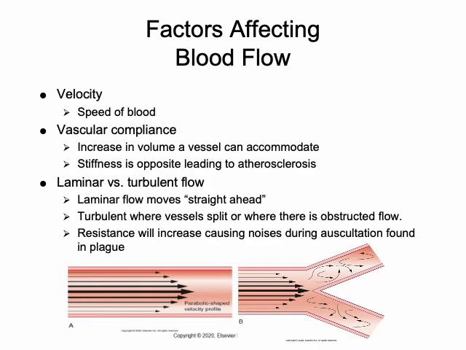The last three concepts we'll touch upon regarding factors affecting blood flow are velocity, vascular compliance, and laminar versus turbulent blood flow. The velocity, or the speed of blood, is the distance that blood travels in a unit of time, and usually we measure this in centimeters per second. It's directly related to the blood flow and inversely related to the cross-sectional area of the vessel in which the blood is flowing. Now, as blood moves from the aorta to the capillaries, the total cross-sectional area of the vessels will increase and the velocity will decrease.